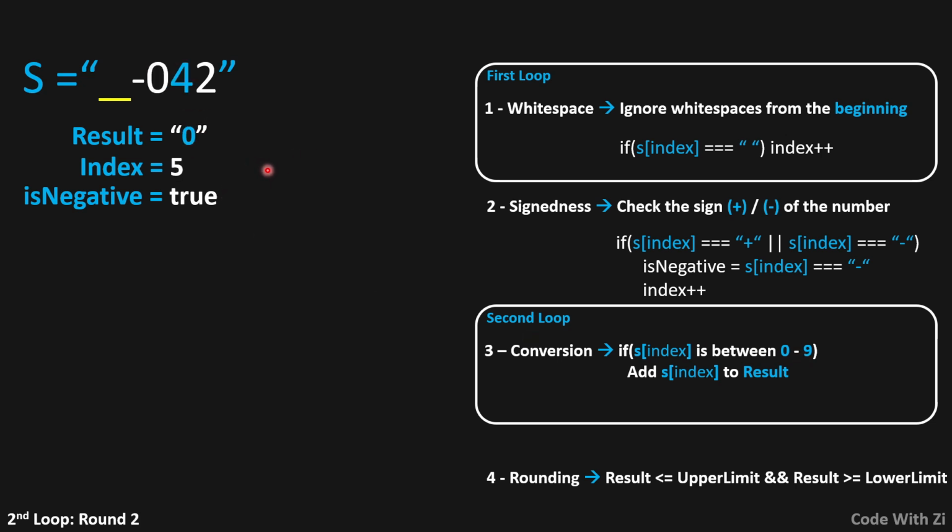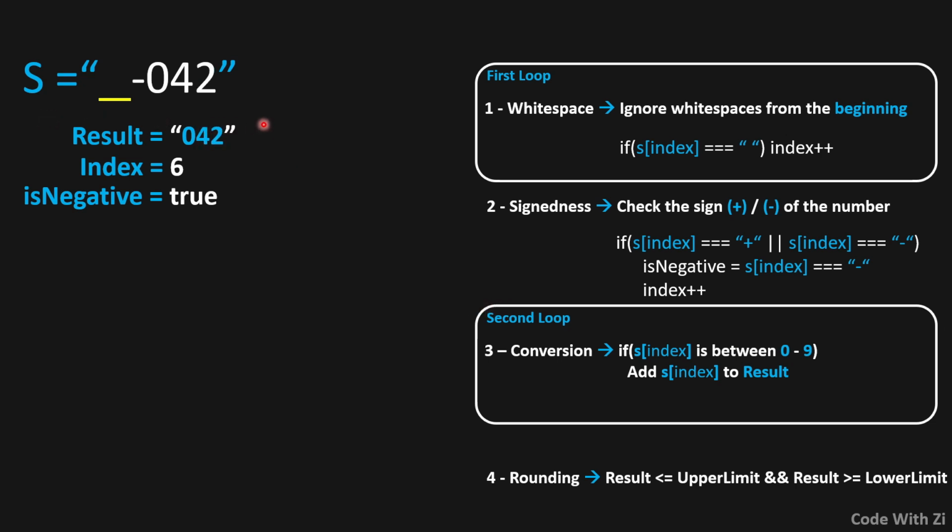And then we're going to get into the next round. And because of the loop, our loop variable is going to get updated. So this is going to be 5. Now we're pointing to the 5th position in our string, which is 4. And 4 is a number. So we're going to add 4 here. And then we're going to move on to the next one. Now we're currently pointing to the 6th position in our string. And it is 2. And 2 is a number. So we're going to add it to our result. And then we're done with our second loop.